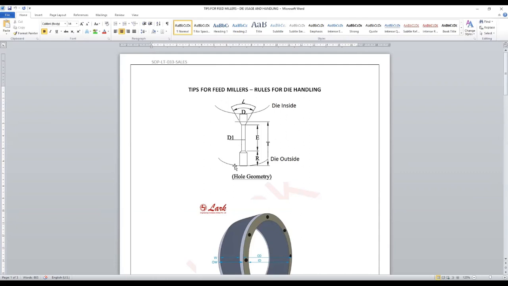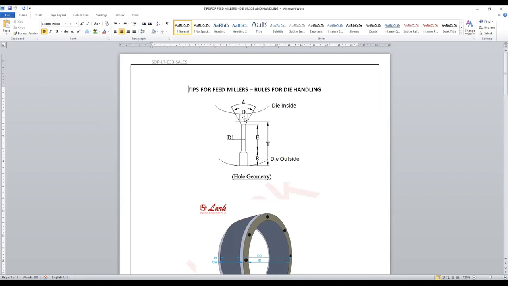If someone asks, I need a 1:15 ratio die with more hardness, then 15 into 3 is 45. 45 will be the effective working length for the 3 mm hole. The rest is relief, of 3.3. Relief dia is 0.3 mm more than the effective dia. So those are the different die nomenclatures we use in broiler feed.